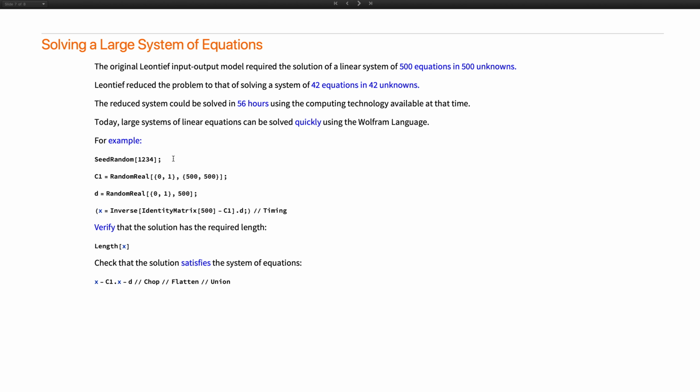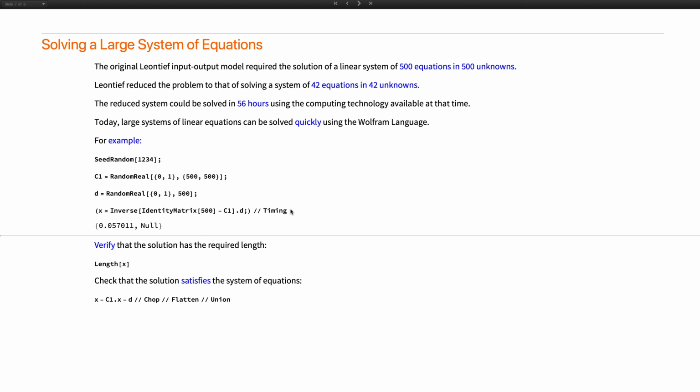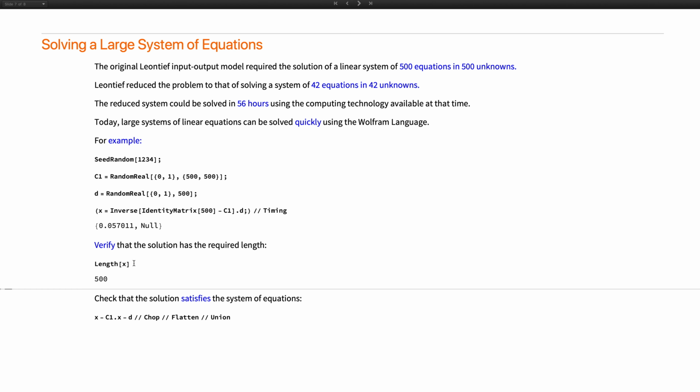For example, here is a system which I'm setting up, which is going to have 500 equations, 500 unknowns. I compute the formula for x from here. And before you can say input, output, the calculation is done. Now let's check that the vector actually has the right length. It's got length 500, which is correct. Then you can check that it satisfies the equations by taking everything on the left-hand side. This step is required to make sure that the numerical errors get chopped off. If I do that, I get back a nice 0. It says the solution is correct.